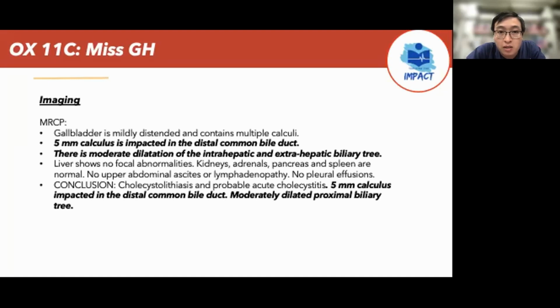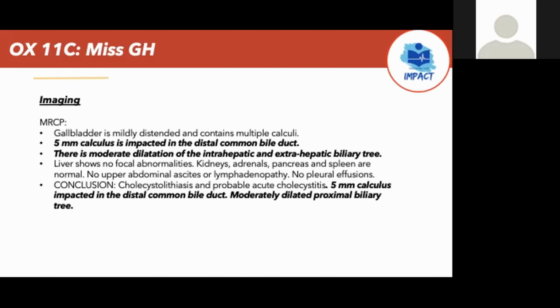So the MRCP is probably the most sensitive imaging modality for choledocholithiasis, and in contrast to the ultrasound of the abdomen, it's identified a 5mm calculus impacting the distal common bile duct. So you've confirmed choledocholithiasis. There is moderate dilatation of the intrahepatic and extrahepatic biliary tree. Liver is fine, etc. So it confirms cholecystolithiasis, well, likely acute cholecystitis, and there's a 5mm stone impacting the distal common bile duct, confirming choledocholithiasis as well.